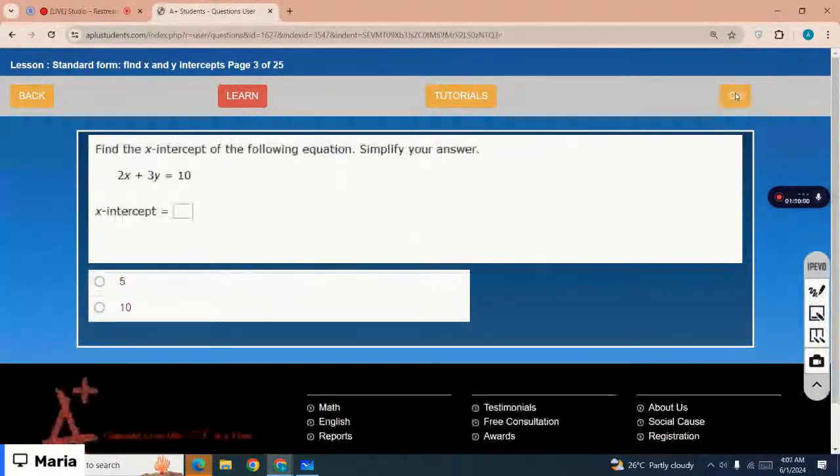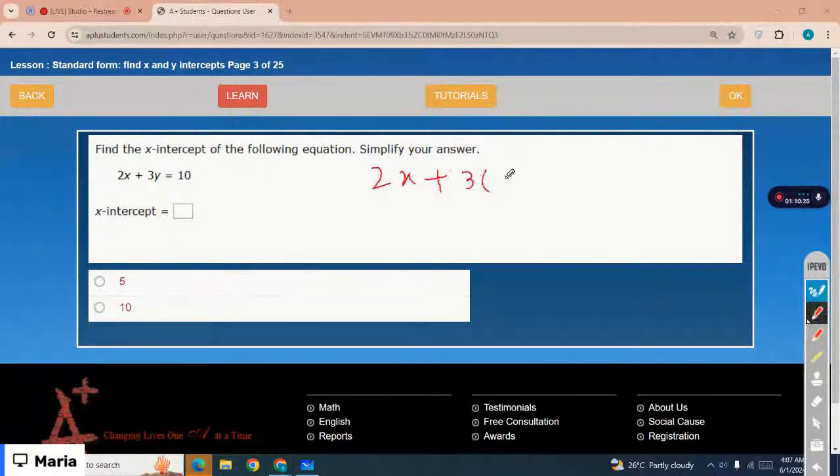Find the x-intercept of the following equation. Now you have to find the x-intercept. So how do we find it? We have to replace y with 0. That would be 2x plus 3 times 0 equals 10. That is 2x equals 10 and x equals 5. The correct option is x equals 5. Option number 1 is the correct option.